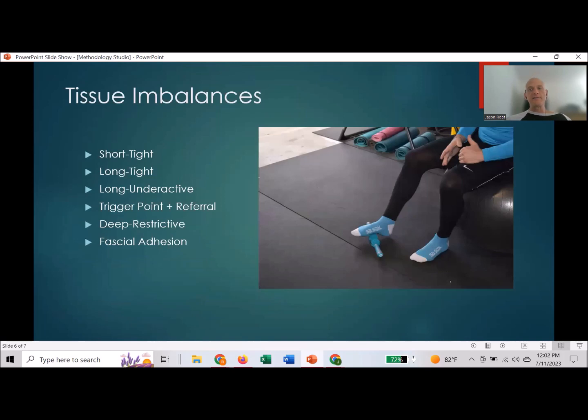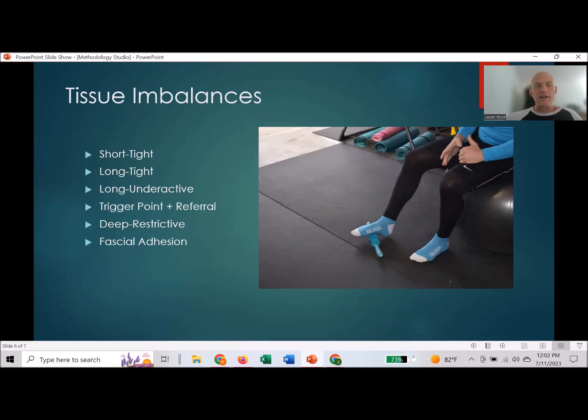So what can cause that complex to have an imbalance? Well, tissue imbalances are listed here. It could be that you have a short and tight tissue, or a long and tight tissue. It could be long and underactive, which means the nervous system really isn't engaging it properly. We could have trigger points that lead to referrals, and that creates immobility somewhere other than where the actual trigger point is in the muscle.